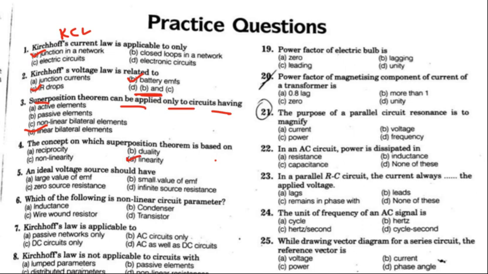An ideal voltage source should have large value of EMF, small value of EMF, or zero source resistance. Here the input resistance is 0. In case of an ideal voltage source, the source resistance is 0. So 0 source resistance is the correct answer.